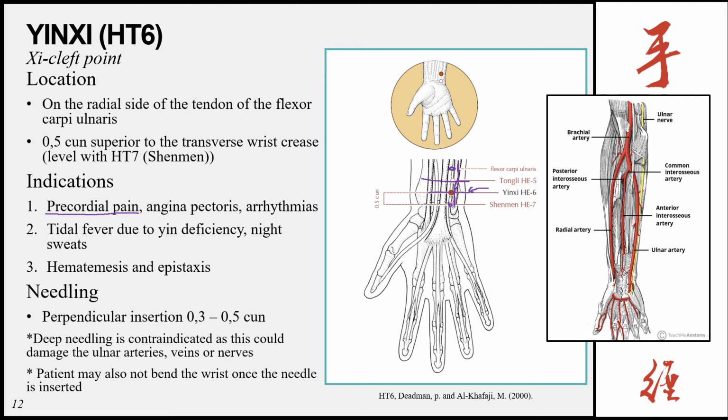Our insertion is perpendicular, 0.3 to 0.5 tsun. And then we've got the same 2 cautions as the previous points. Firstly, against deep insertions, as they could damage those ulnar arteries, veins, and nerves. And secondly, that the patient should not bend their wrist once the needles have been inserted.